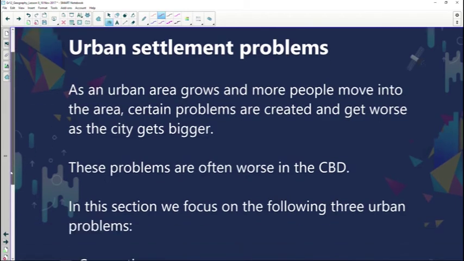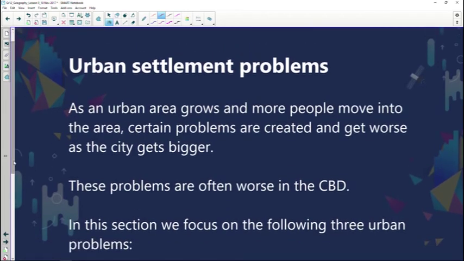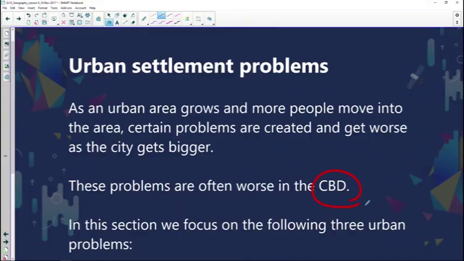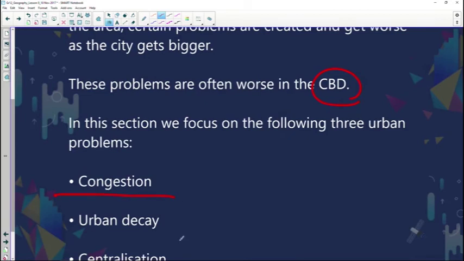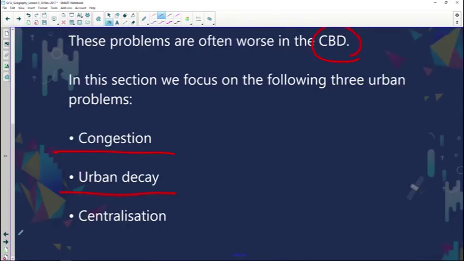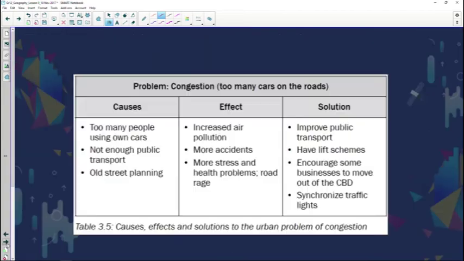Now, unfortunately, because of rural-urban migration, we experience a lot of settlement problems. Keep in mind, there's a great influx of people moving from the rural areas to the urban areas. That causes problems for urban areas and very often for the CBD. So let's quickly have a look at these problems that we experience: congestion, urban decay, and centralization. Those are the three main common problems that we experience with rural-urban migration because of the influx of many people to urban areas.